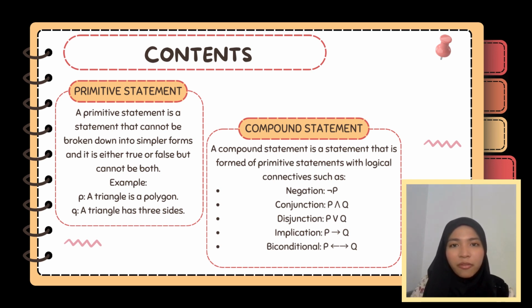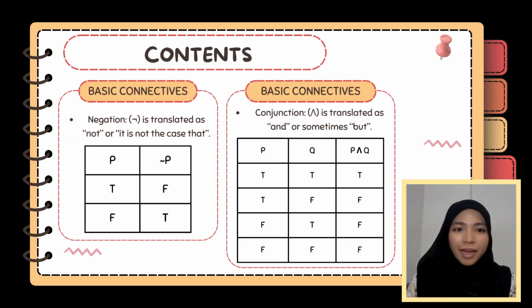Next, we have implication. For example, if a triangle is a polygon, then it has three sides. And lastly, we have biconditional. For example, a triangle is a polygon if and only if it has three sides. Next, let's move to basic connective.